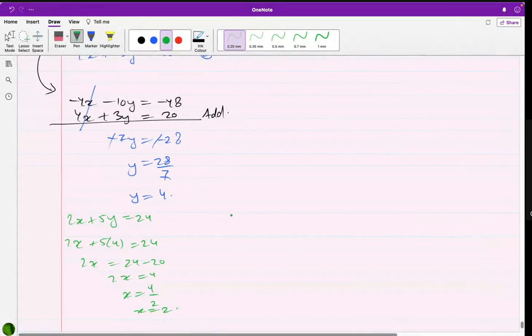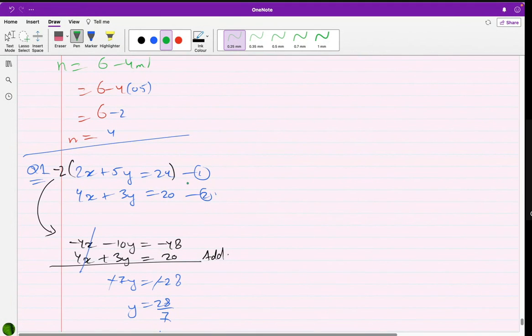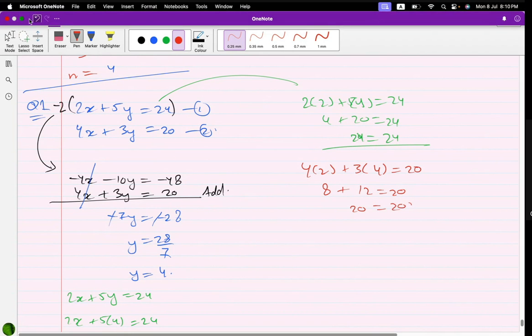This question is complete, and we can always check. x is 2, y is 4. I'm checking in both equations. 2 into 2 plus 5 into 4 is equal to 24. 2 times 2 is 4, 5 times 4 is 20. So 24 is equal to 24. This should be the same in both equations. Whenever we make this check, we have to do it in both the equations. Yes, sir. 3 into 4 is equal to 20. So 4 times 2 is 8, 3 times 4 is 12. 12 plus 8 is 20, equal to 20.